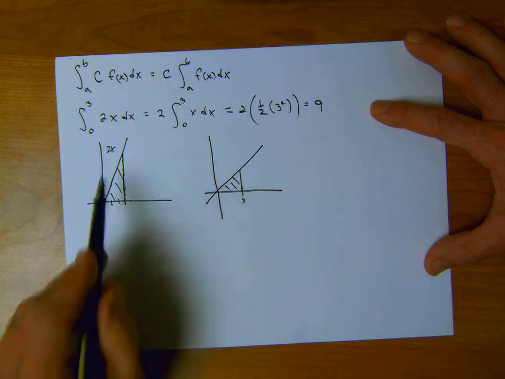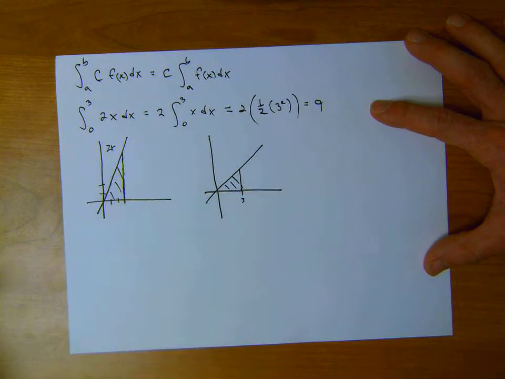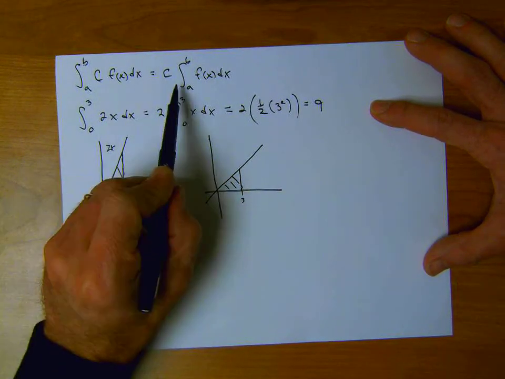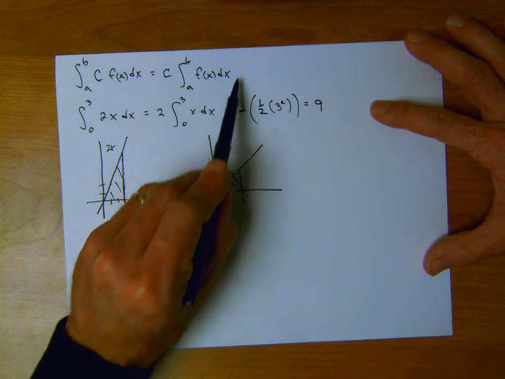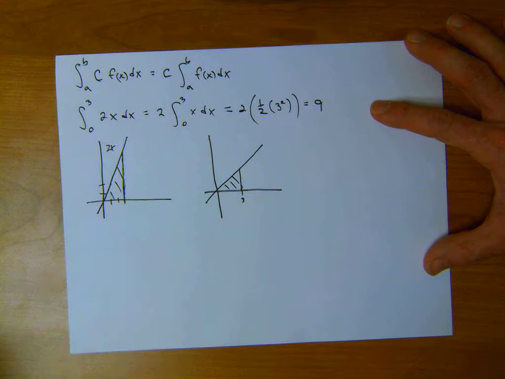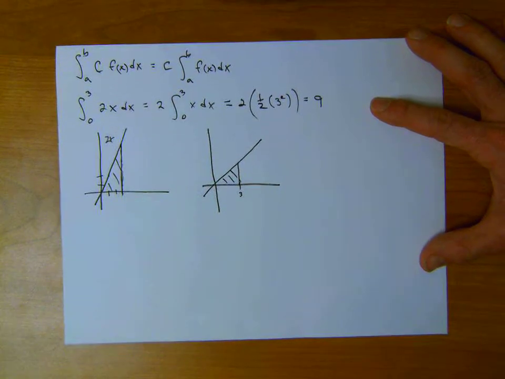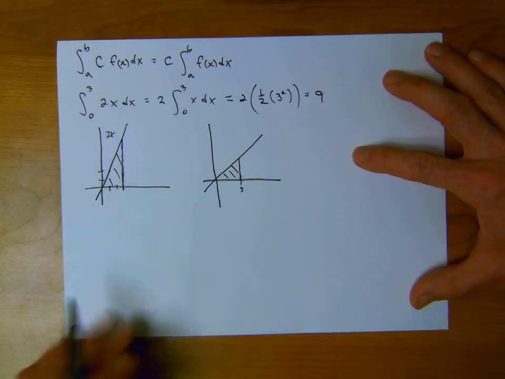I mean, this is a special case in terms of a linear function, so we're dealing with triangles, but I want to point out this is true for any function. We can take that constant out front, find the area under that curve from a to b, and then multiply by the constant. Okay, what are some other ones?